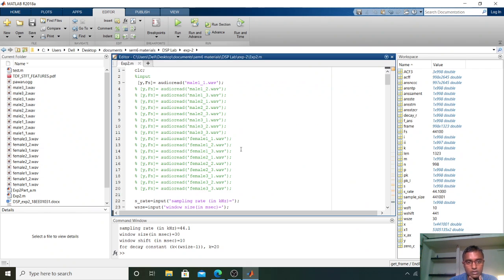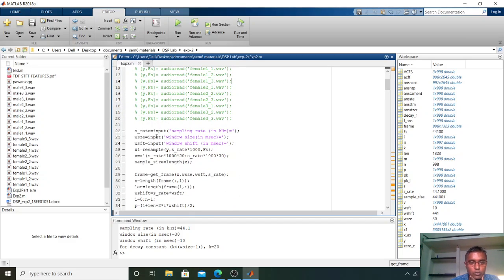So let's go to MATLAB. So this is my function, experiment 2. First of all I am taking my input by using audioread. Here all these files should be saved in the current folder, so you can see that all these things are saved in the current folder. By using audioread we can get our data set into y with a frequency fs. So I will take any one of my database files and get it into y.